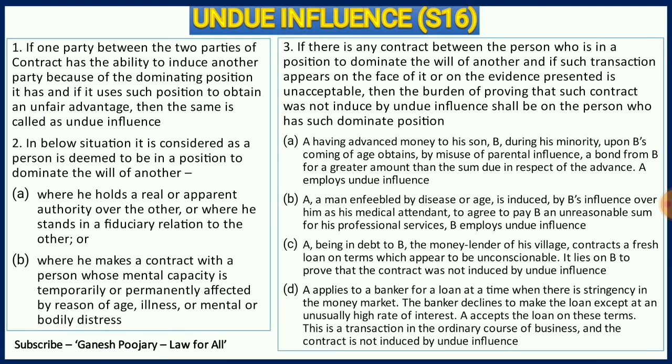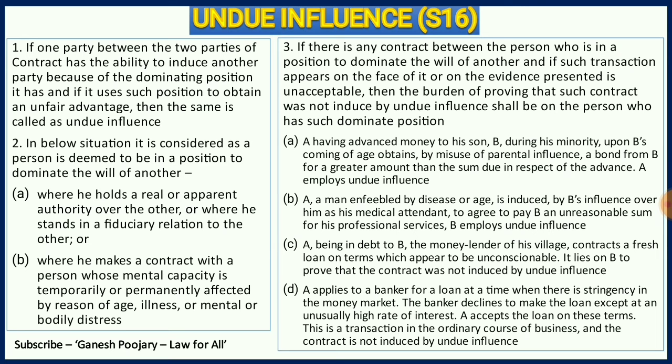There are four beautiful illustrations, first being father and son. Father spends some money for his minor son, and he also comes to a bond with his son saying that the son will pay back some greater amount when he attains the majority. Here father is misusing his parental influence, that is undue influence, so the contract is not valid. In the second case, if a diseased person or an aged person is made to pay some unreasonable sum to a medical attendant, that is not valid because the medical attendant is using his undue influence on the diseased or aged person.